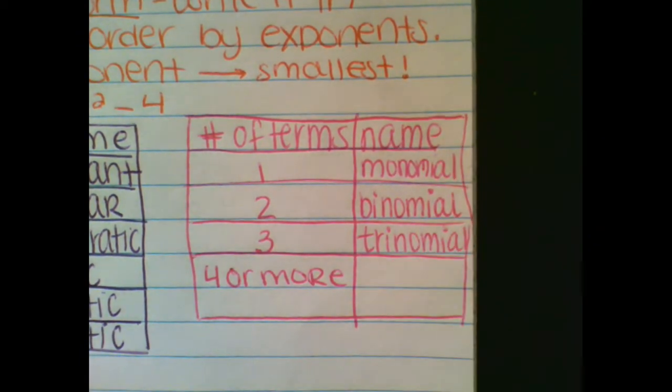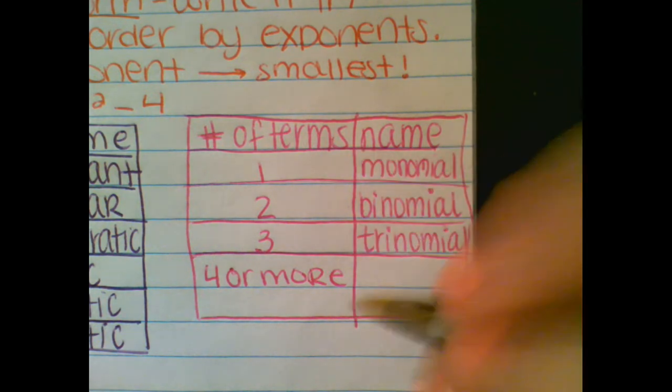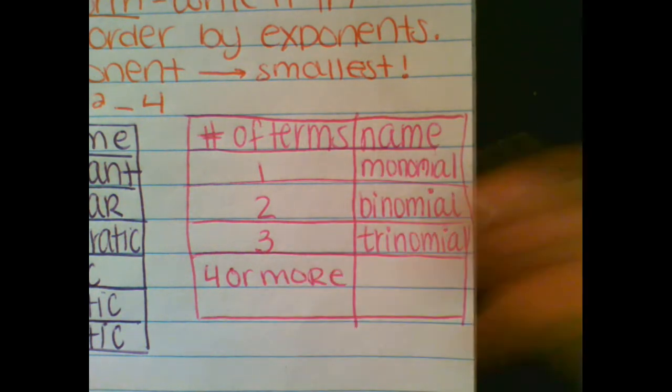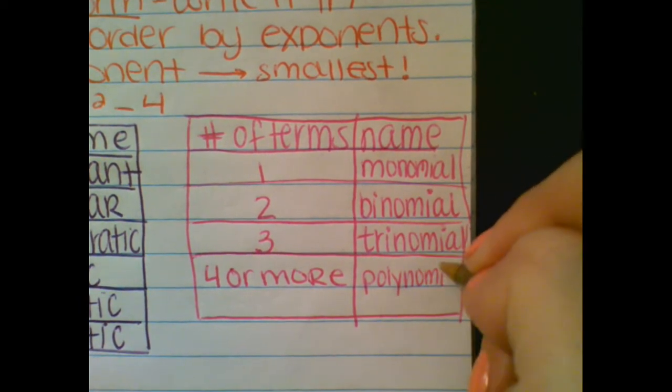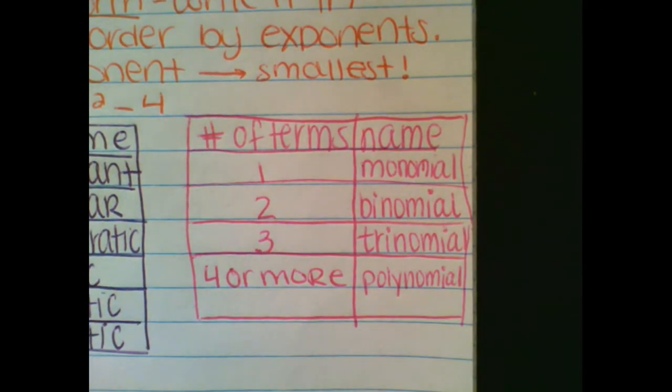And then if it has 4 or more, it would get really annoying to name these over and over again. Many, okay, 4 or more, it's called a polynomial. So the same word we represented before. So the only time you have to worry about giving it a specific name for the terms is if it has under 4. If it's 4, 5, 6, 7, etc., it's just a polynomial. This might be where you want to pause your screen to make sure you have down the table and the spelling.